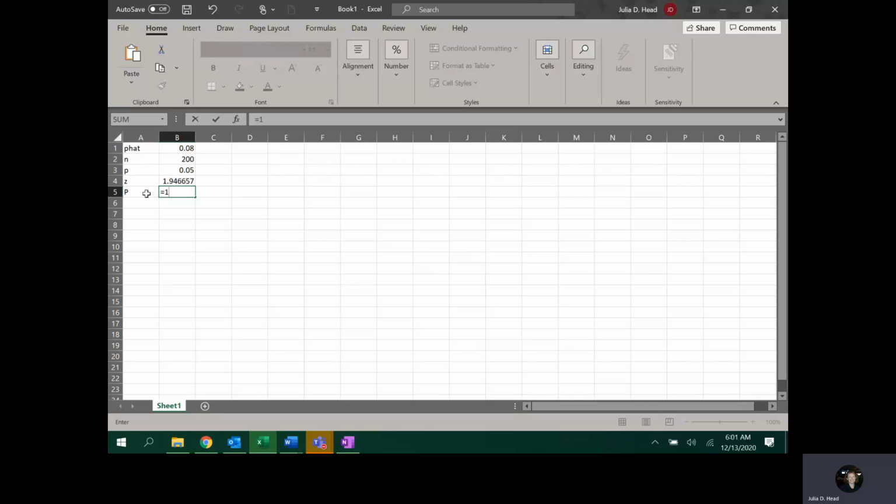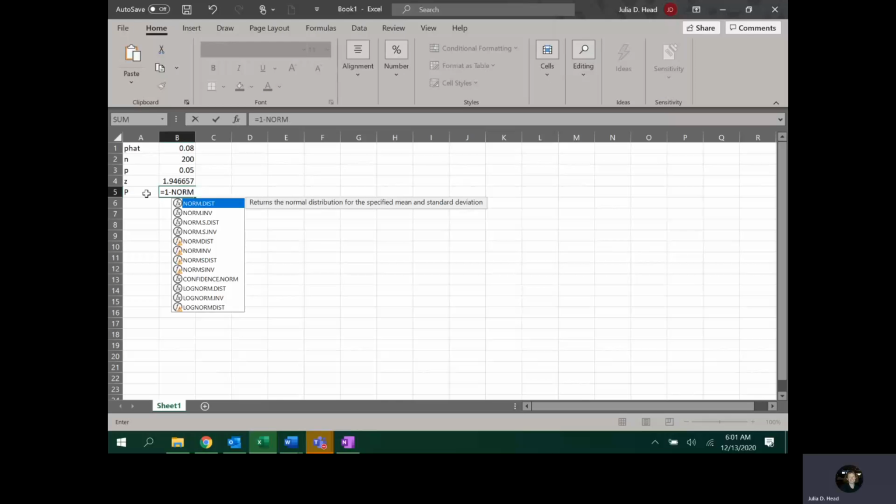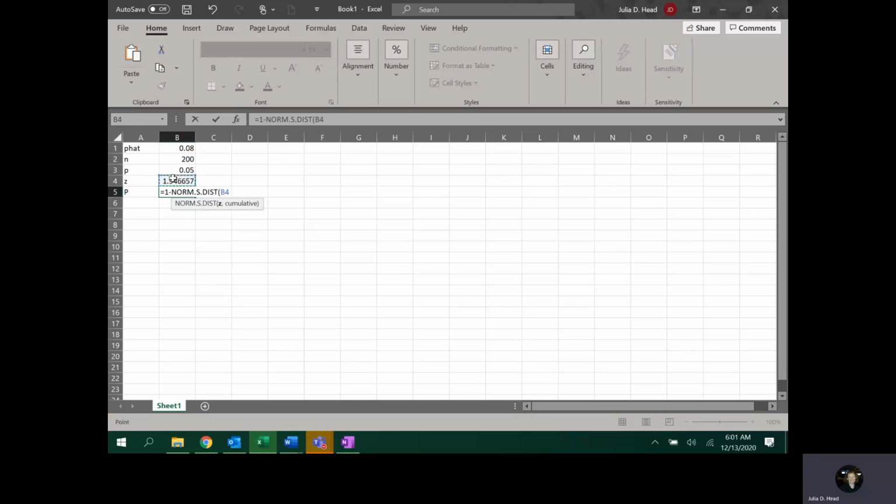We have 1 minus norm.s.dist. And again, make sure you cell reference the 1.95 since that was not exact. And we get 0.0258.